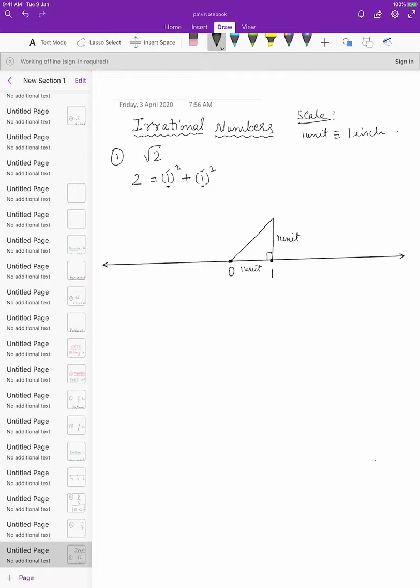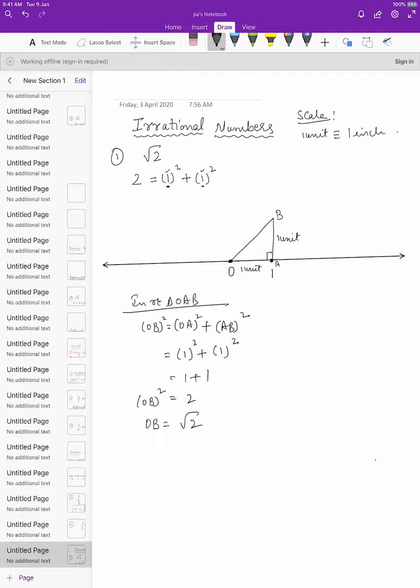Now in triangle OAB, because we have taken perpendicular, so triangle OAB is a right angle triangle. So in right triangle OAB, if I use Pythagoras theorem, what do I get? OB square is equal to OA square plus AB square. Now what is OA? It's 1 unit, so 1 square. AB is also 1 unit, so 1 square. That gives me 1 plus 1, which is 2. So we get OB square as 2, or we can say OB is equal to square root 2. It means the length of this OB is equal to root 2 units.